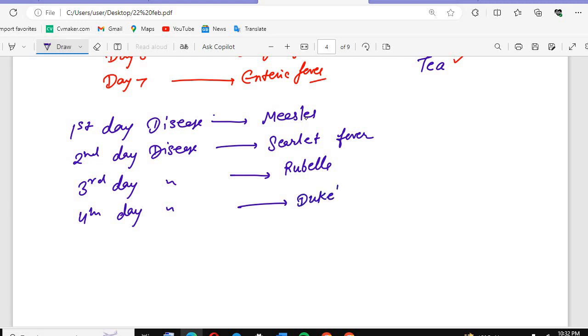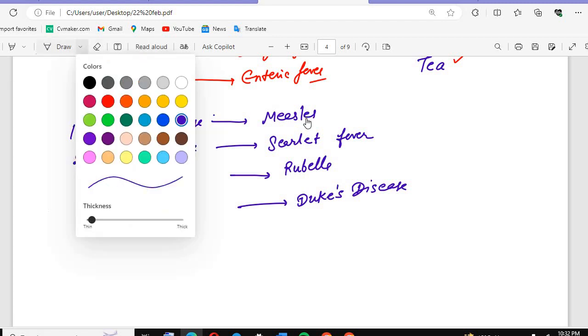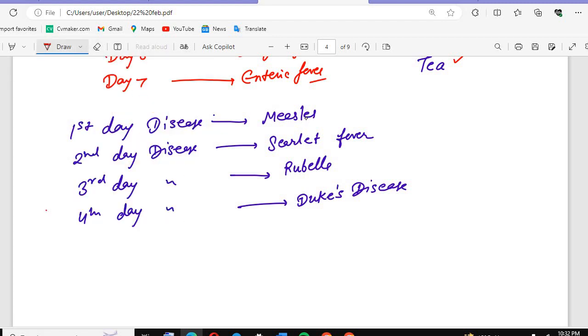That you don't need to remember, I am just writing these things, so you can ignore this. Then the fifth day disease is erythema infectiosum.